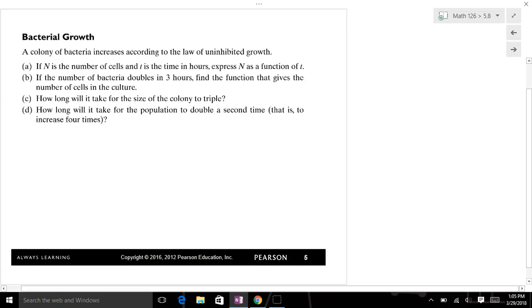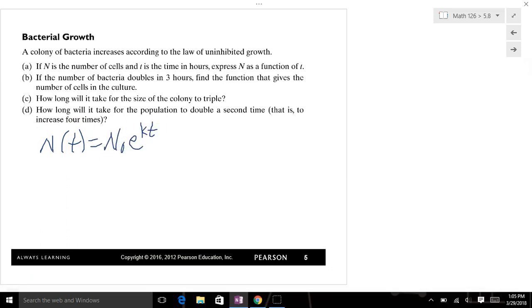If N is the number of cells, t is the time in hours, express N as a function of t. So this is just saying, just write the function N subscript 0 e to the kt. Okay, that's part A.